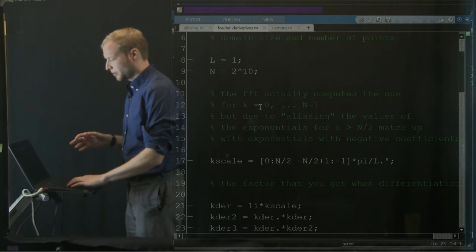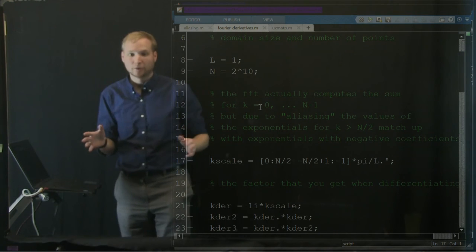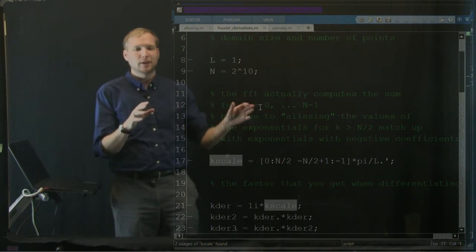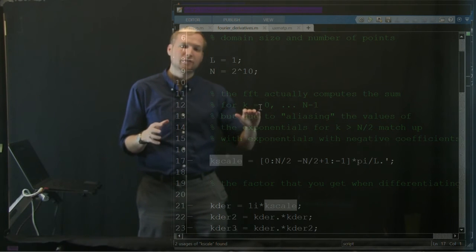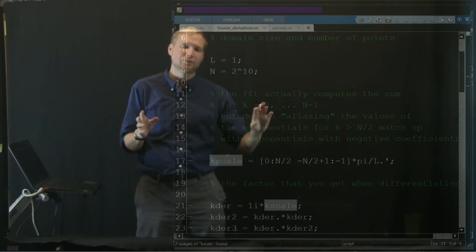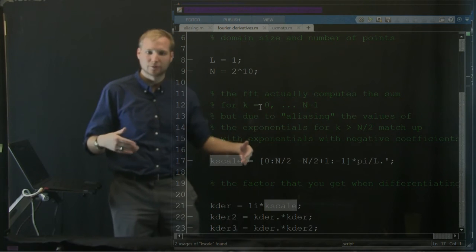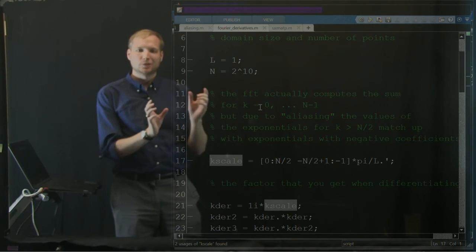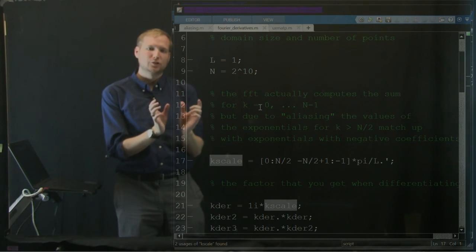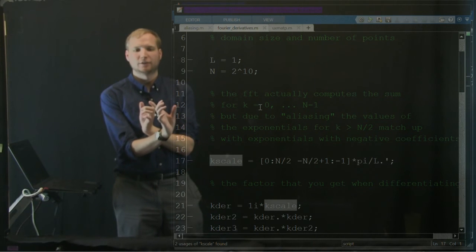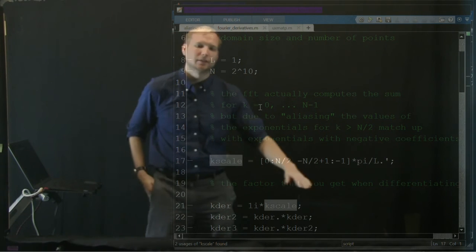And really, this is where the aliasing comes in. It's right off the bat. Because of aliasing, the FFT says it's giving us k equals 0 up to n minus 1 for the frequency. But we shift that last chunk of the frequency over to these negative numbers. And so that's what we've expressed down here.